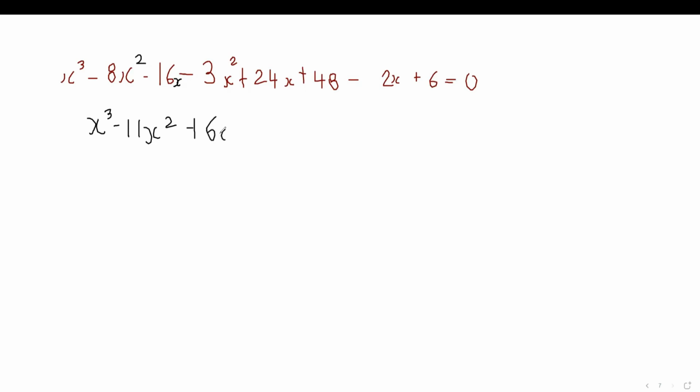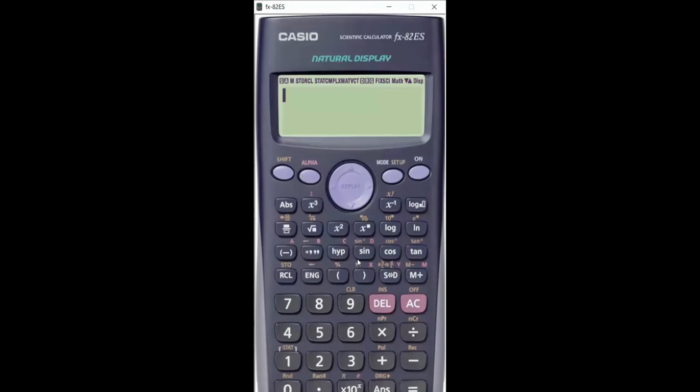This is then 6x. Then looking at my constants, 48 plus 6 is 54. This is going to be quite hectic to solve because we end up with a cubic equation. We're going to have to use trial and error to find a factor. So I'm just going to go to my calculator for a second. Let's open up the calculator and try trial and error for this one. X cubed minus 11x squared plus 6x plus 54. So we're going to use trial and error.